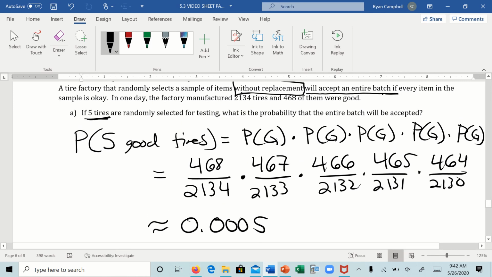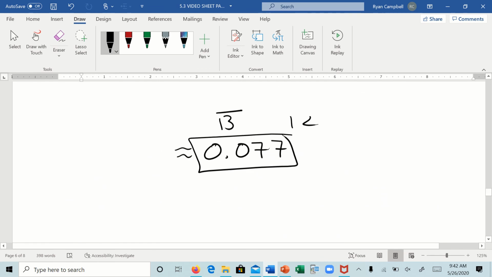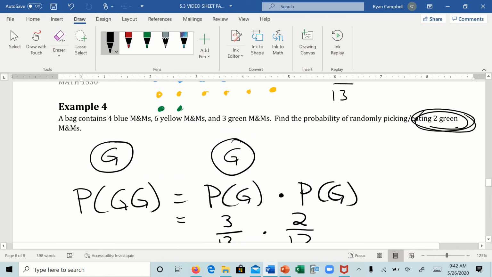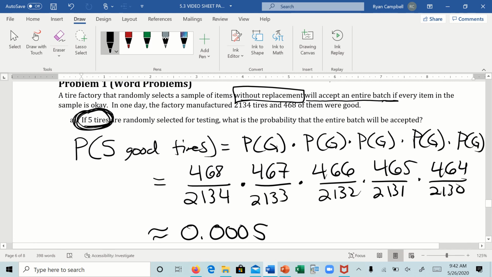Now notice, some students think that the 5 needs to be in there somewhere, right? But notice, the 5 tires tells you how many probabilities you're going to multiply. Because we have 5 tires, we're multiplying numbers 5 different times. Just like up here, when we had 2 M&Ms, we multiplied 2 probabilities. So that's where the 5 and that's where the 2 comes into play. So it's not going to be 1 over 5 or 5 over something. It's just going to be 5 different probabilities. That's what the sample tells you, how many we need.